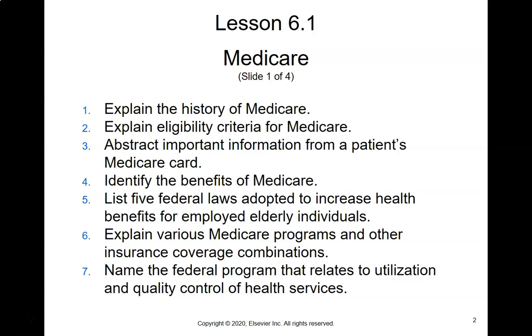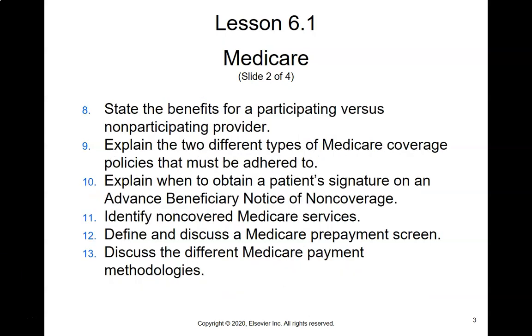And 7. Name the federal program that relates to utilization and quality control of health services. 8. State the benefits for a participating versus a non-participating provider. 9. Explain the 2 different types of Medicare coverage policies that must be adhered to. 10. Explain when to obtain a patient's signature on an advance beneficiary notice of non-coverage.